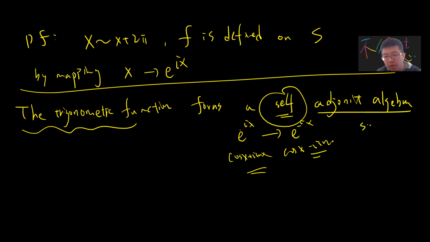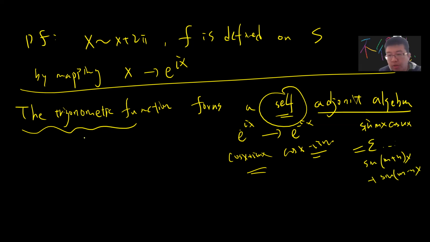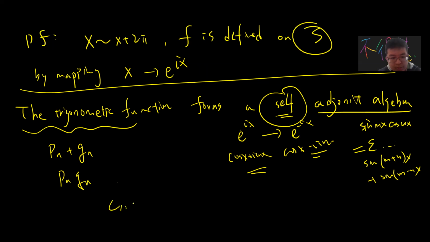If you multiply any two trigonometric functions, suppose sine mx times cosine nx, then you can change it into a pure sine term and another pure sine term. So you see that the trigonometric functions are closed: any two trigonometric functions Pn plus Qn will still be a trigonometric function, and Pn times Qn will still be a trigonometric function. And from here we know that the conjugate is also in the set, so this forms a self-adjoint algebra. And this is the circle, so the circle is compact.